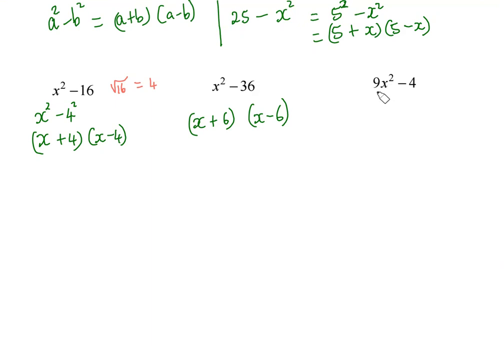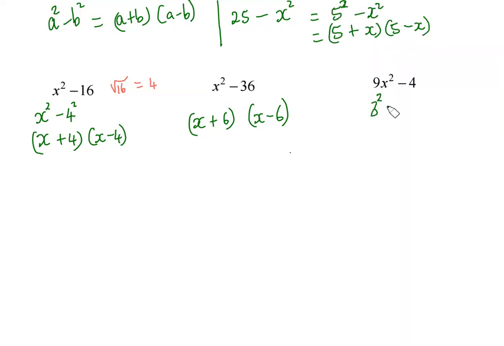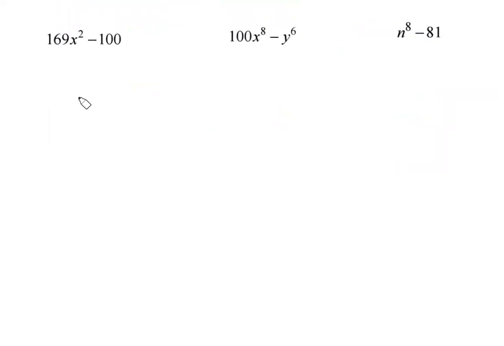Then for this one, we have 9x squared minus 4. Now, 9 has a square root. What is the square root of 9? It is 3. If you punch root of 9, it is equal to 3. So it's more like we are saying 3 squared, x squared minus 2 squared, which is the root of 4. Then we add the square roots and subtract the square roots. So 3x plus 2, 3x minus 2. That's what we get.